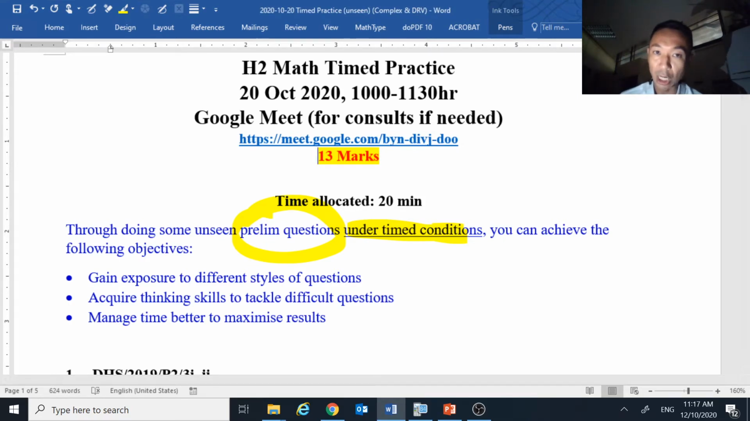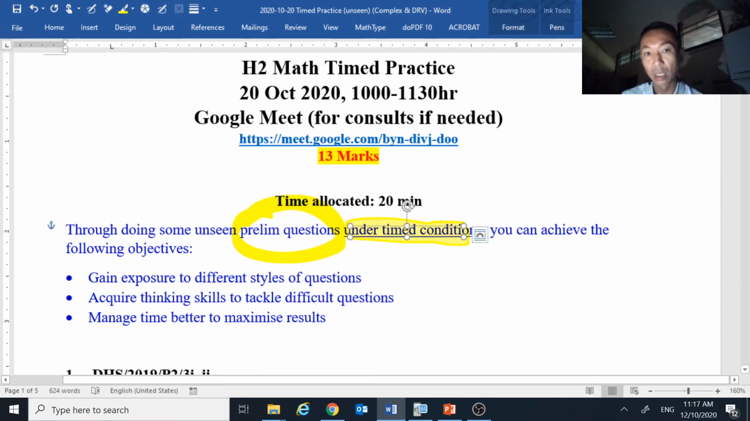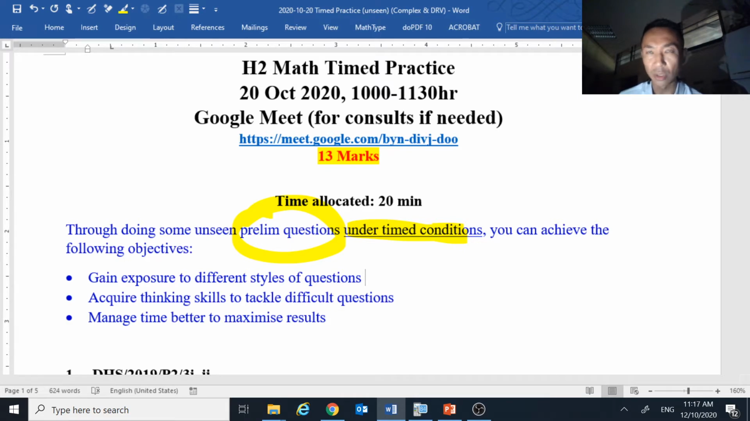Really, the purpose of this time practice is for us to do some unseen prelim questions under time conditions. Why? Really to expose all of us to different types of questions. Secondly, to acquire different thinking skills. As I go through the solution later, I'll highlight some skills that you can use for different types of questions. And lastly, we do it under time conditions. Then it will help us manage our time better.